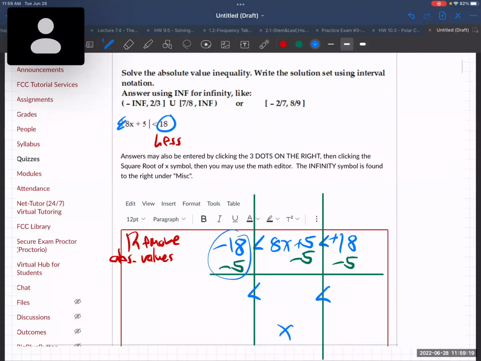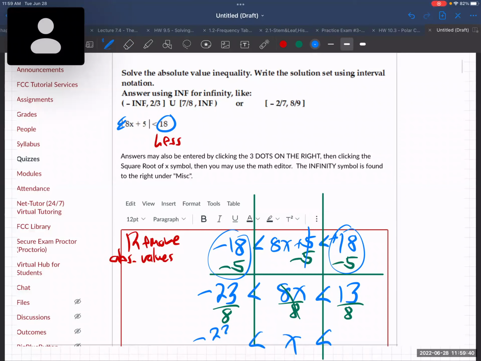So minus 18 minus 5, what's that? Minus 23. These cancel. And 18 minus 5 is positive 13. Okay, now next step, I need to get x alone. What am I going to do? Divide by 8. But if you divide one part by 8, you get to divide all 3, don't you? To keep the relationship. So there it is, minus 23/8 and 13/8.